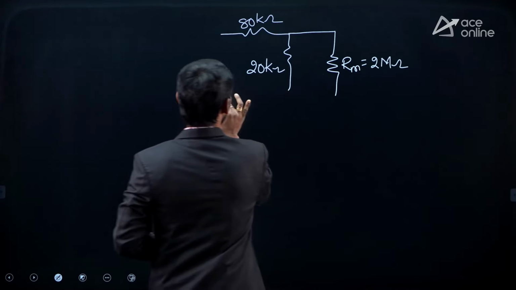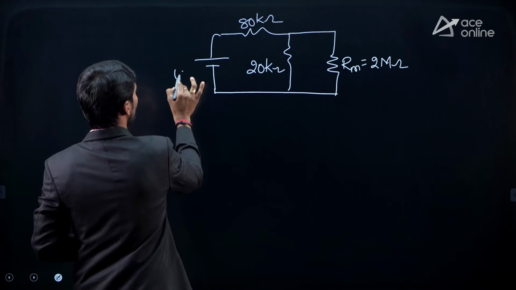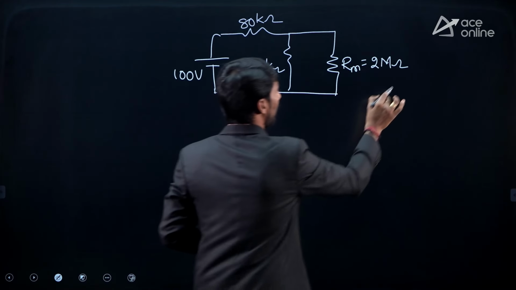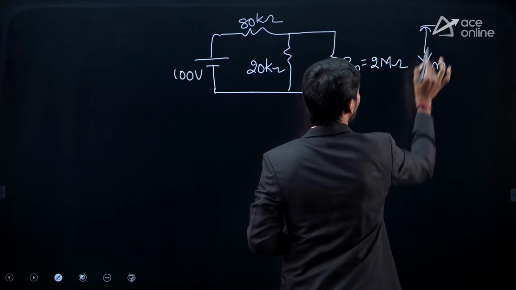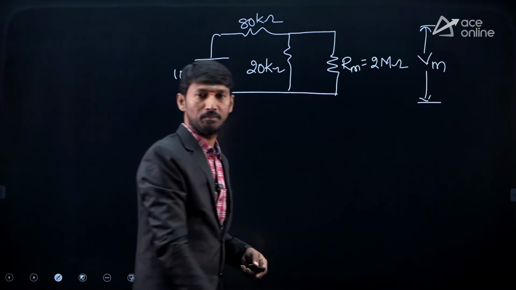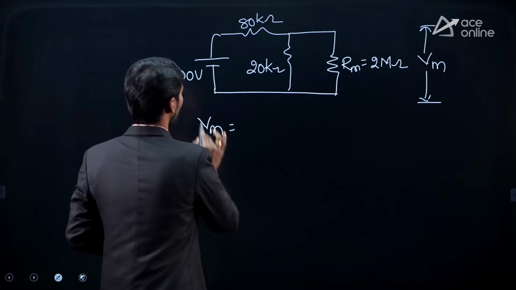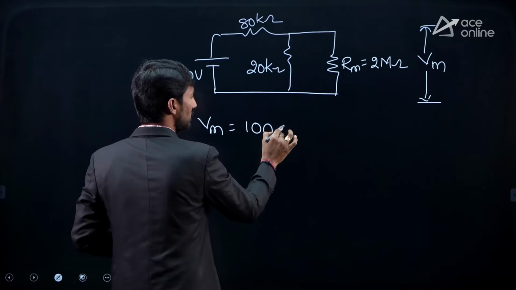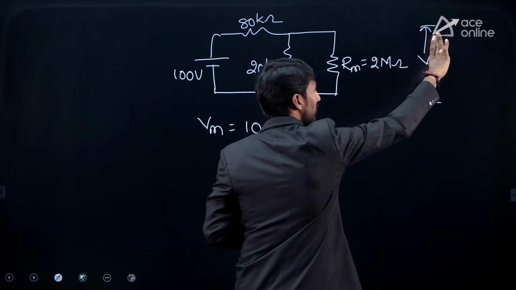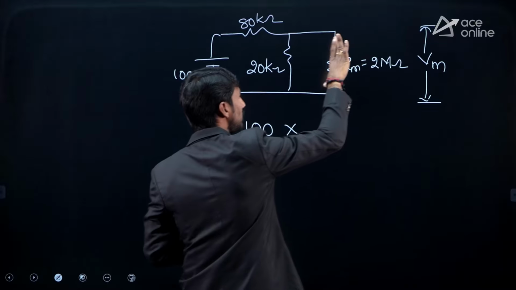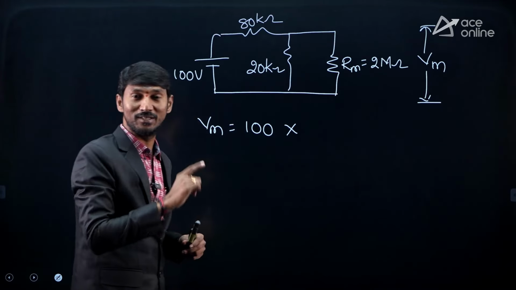A 2 mega ohm meter resistance is connected, and here the supply is 100 volt and this will be the measured value Vm. Now let us find out Vm. The total voltage is 100 into, now very important thing, Vm is not only across this resistor, it is across the parallel combination. That's very important.